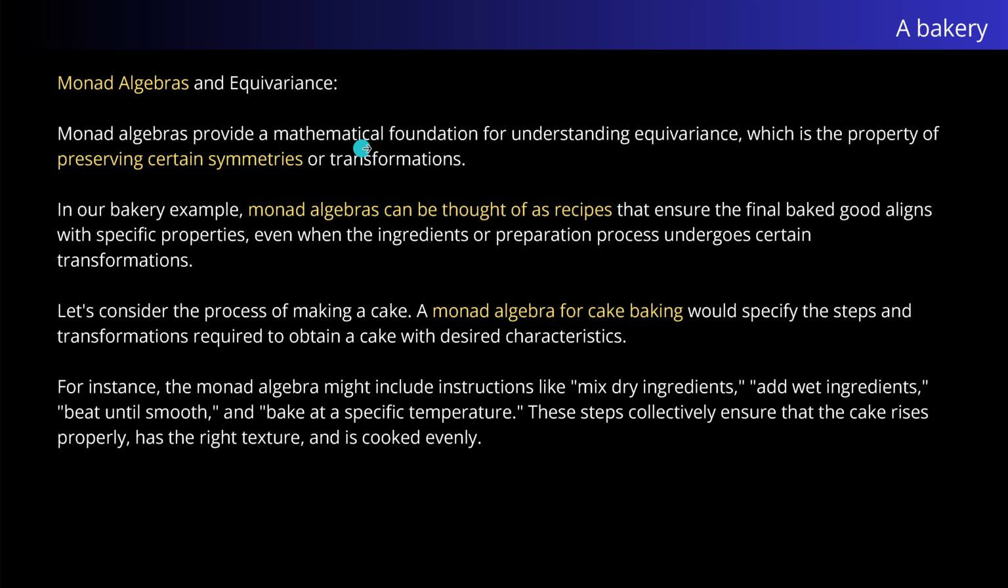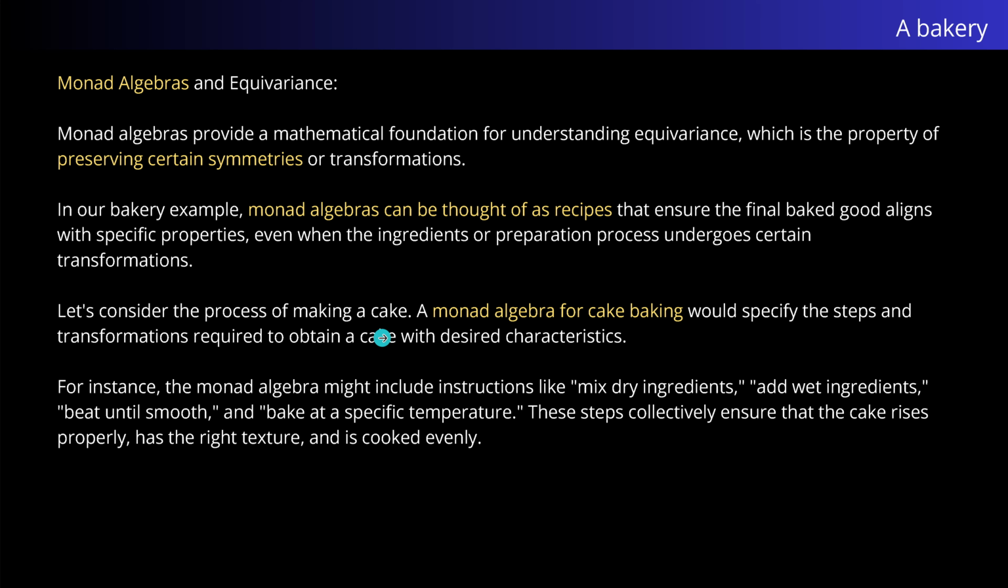And Monad algebras provide a mathematical foundation for understanding here the equivariance, which is the property of preserving certain system-wide symmetries or transformations. In our baker example, the Monad algebras can be sort of recipes. You have a recipe that ensures the final baked good aligns here with the specific property that you want. You have a beautiful fluffy cake, it's beautiful, sweet, and exactly what you wanted. And we need them even if the ingredients or the preparation process undergoes certain transformations.